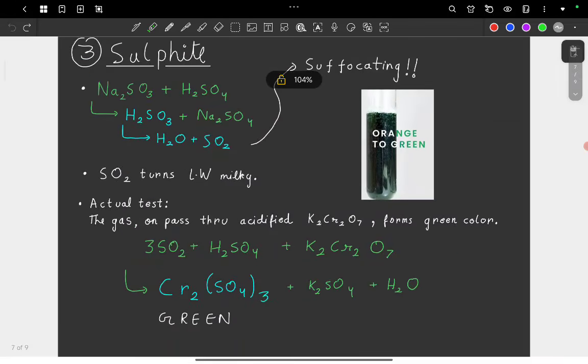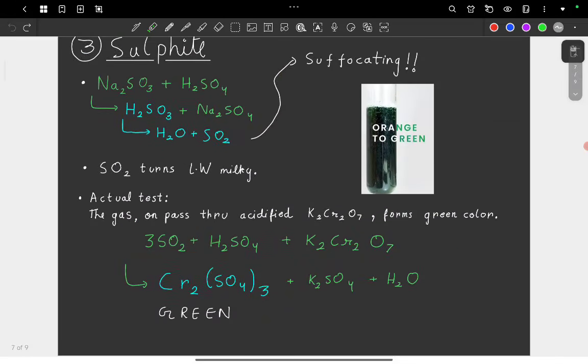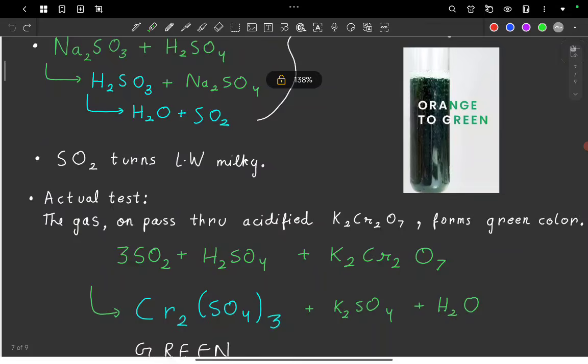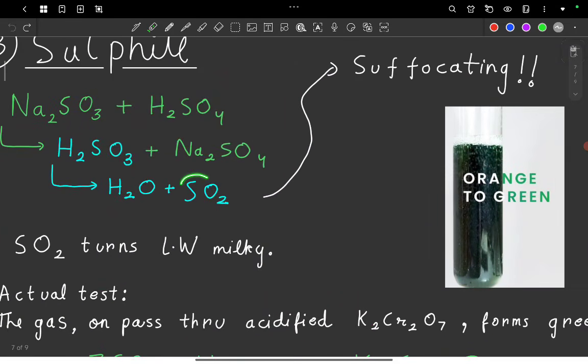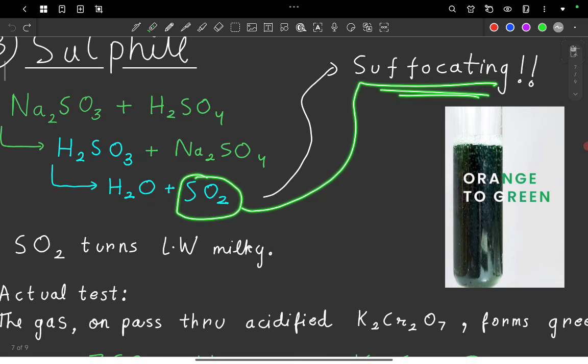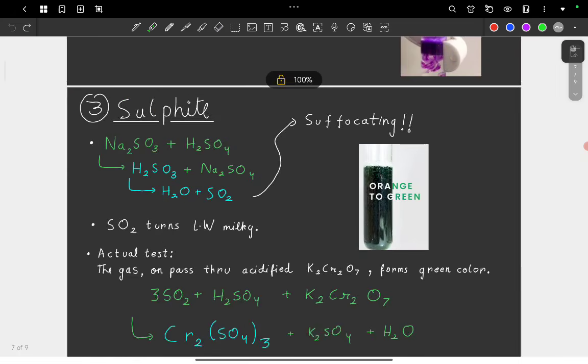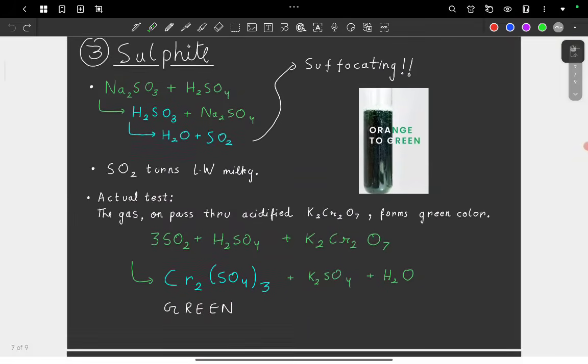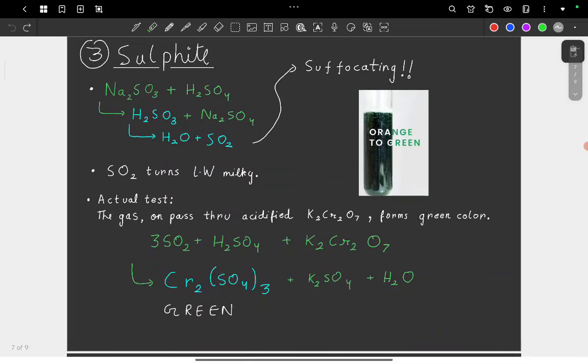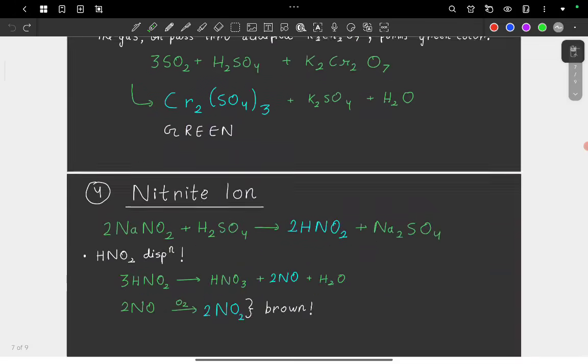And that was the only test of the sulfite ion we are supposed to know at mains level. Also, one point I forgot to mention: whenever SO2 gas is present, it feels suffocating, like somebody is choking you. You know what suffocating means. So that was the sulfite ion. Take a moment to note this down.